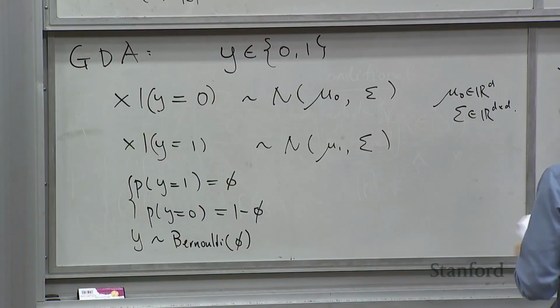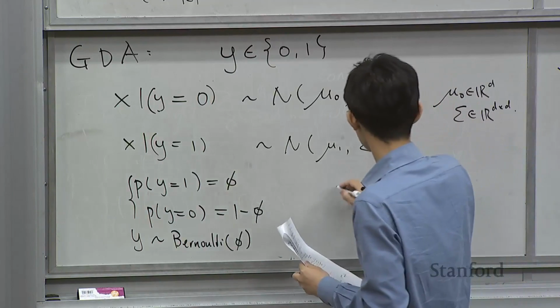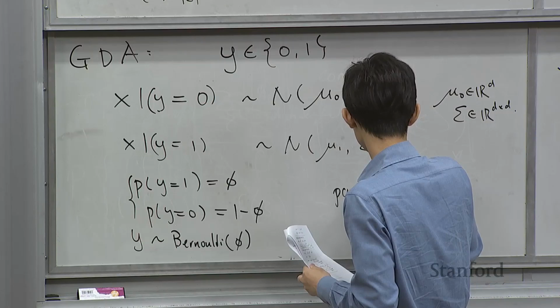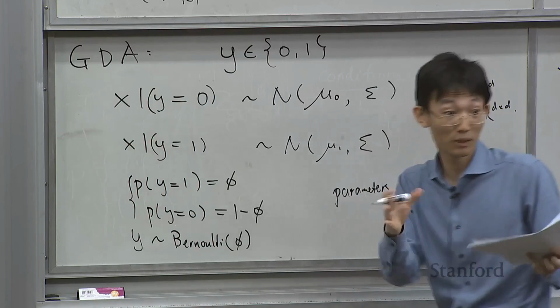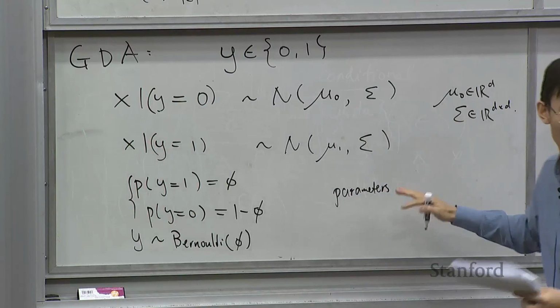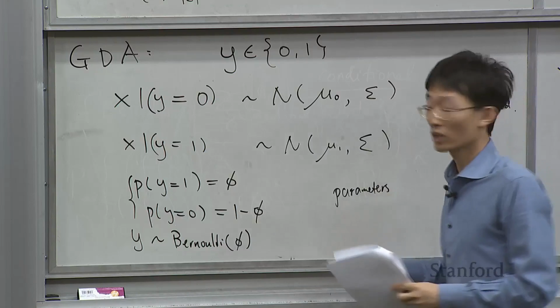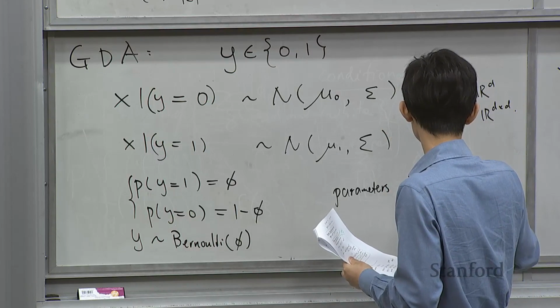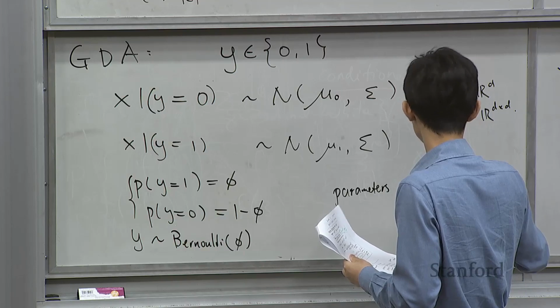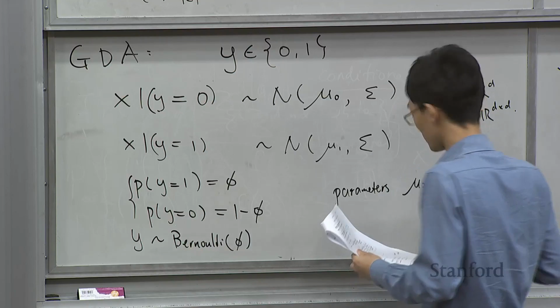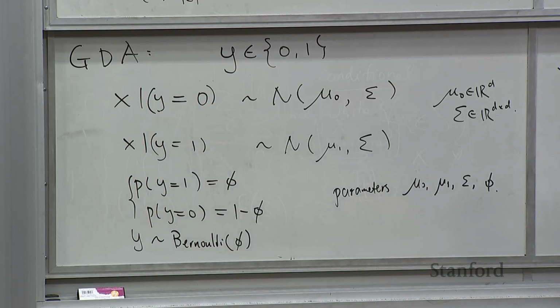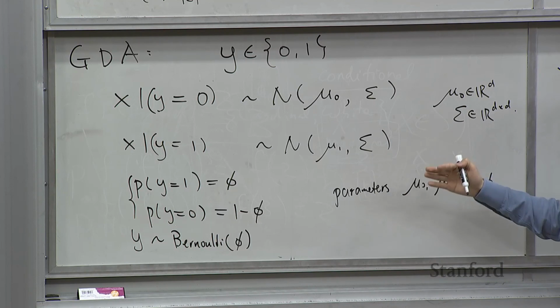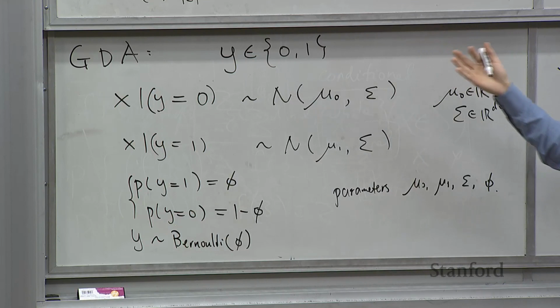Okay, so in summary, what are the parameters? I guess this goes back to the question someone asked. We do have parameters, even for the generative learning algorithm, and the parameters are mu0, mu1, sigma, and phi. And our next step is that we want to learn these parameters so that we know p of x given y and p of y, so that we can compute p of y given x.